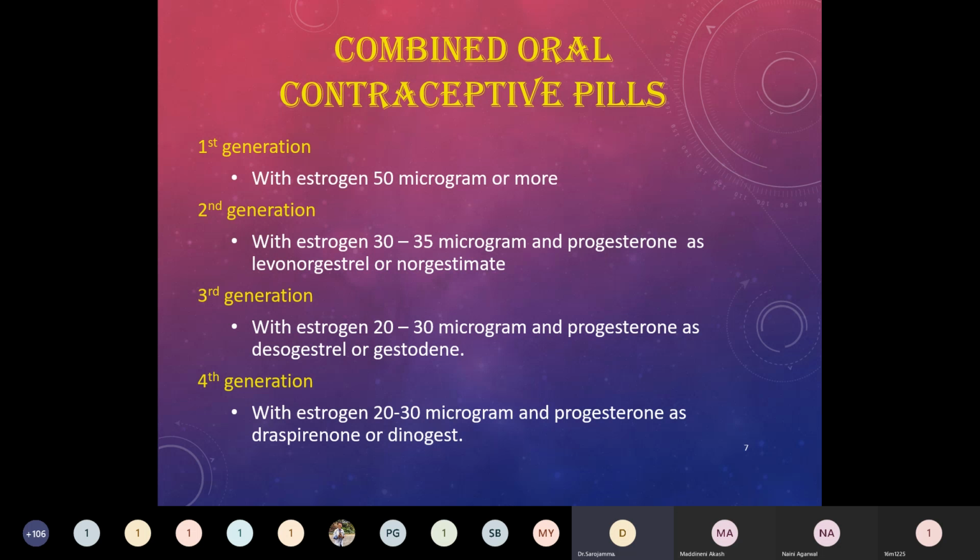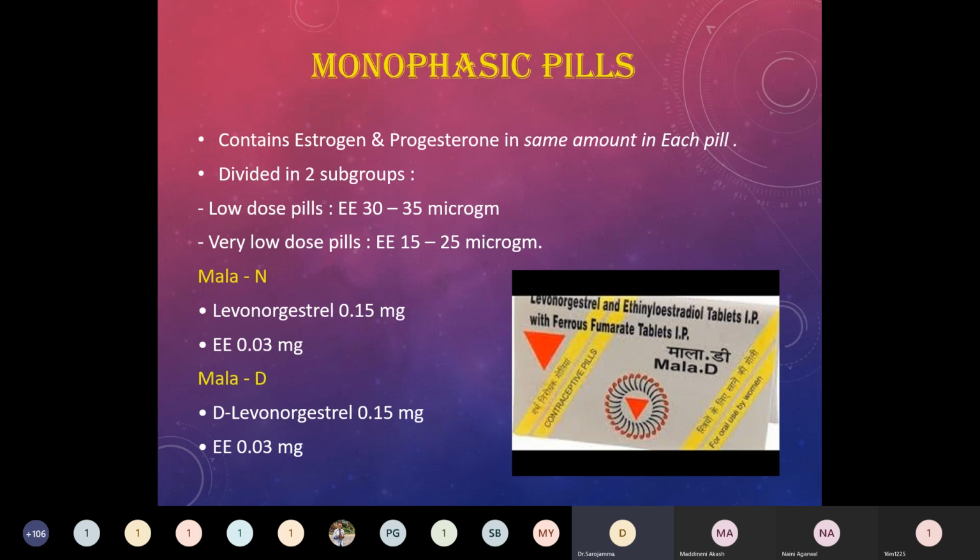Fourth generations contain less than 20 micrograms. So they are called low dose pills, and they are also less commonly used except in cases where it is indicated to give smaller doses of estrogen. These oral contraceptive pills are also classified based on the concentration of estrogen and progesterone in different phases of the cycle, as monophasic pills and multiphasic pills.